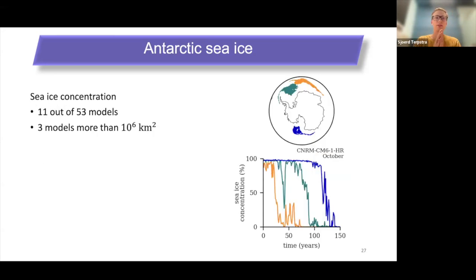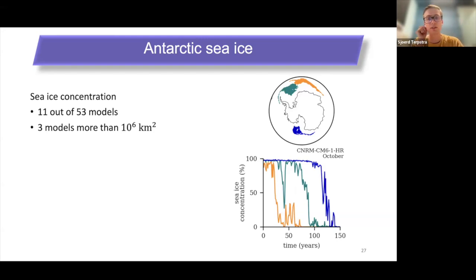Now, the next system is sea ice, and after this, we also talk about the Arctic sea ice, and these are actually the systems that show the most shifts. So the Antarctic sea ice is often thought to be potentially a tipping element that might disappear abruptly. And what we found, if we look at the sea ice concentration, is that around 11 models have relatively substantial regions with abrupt loss of sea ice.